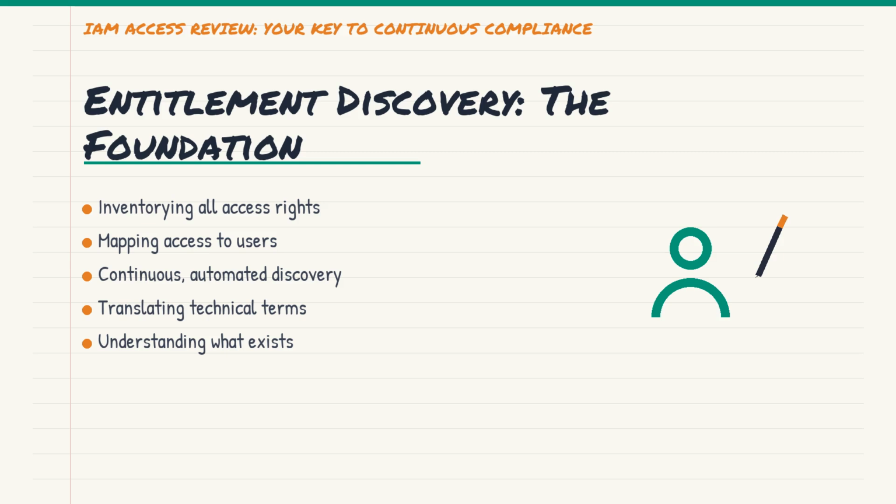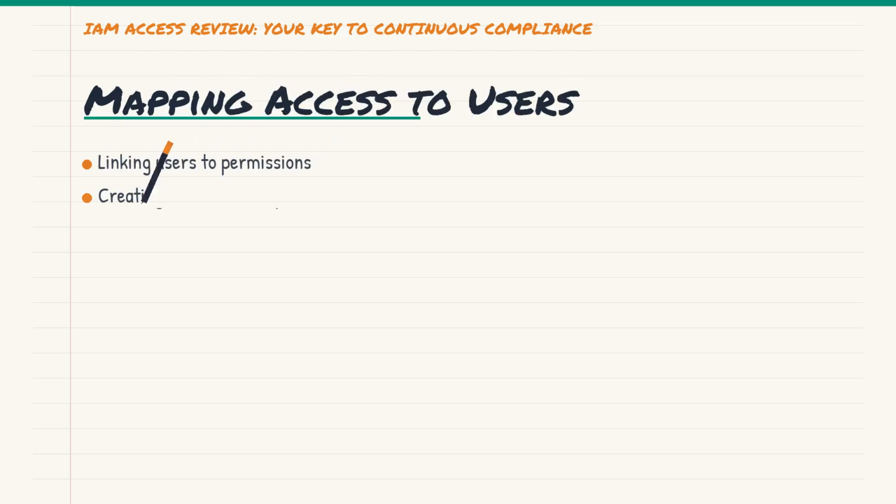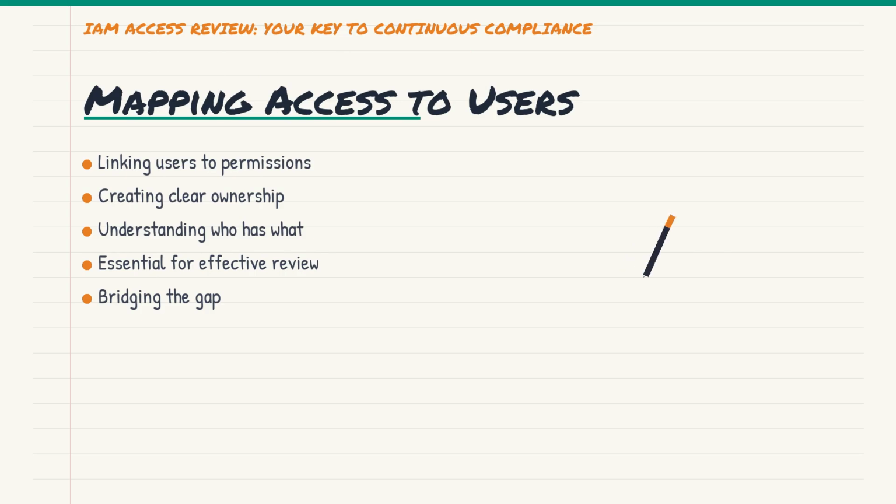doing the reviewing. Once we've got that raw data from our systems, the next big step is to make sense of it by linking it directly to the people. This means figuring out which user account is associated with which specific permission or entitlement. Imagine a giant puzzle where each piece is an access right, and we need to place it next to the correct person. This mapping is critical because when we ask a manager to review access, they need to see their team's access, not just a random list of permissions. It makes the whole review process much more relevant and effective.